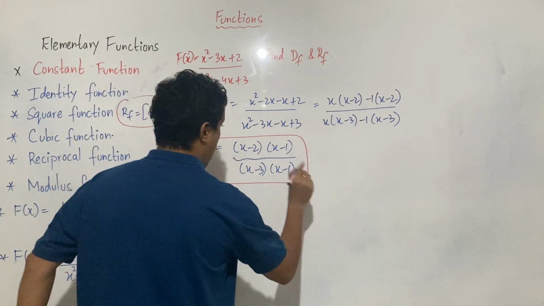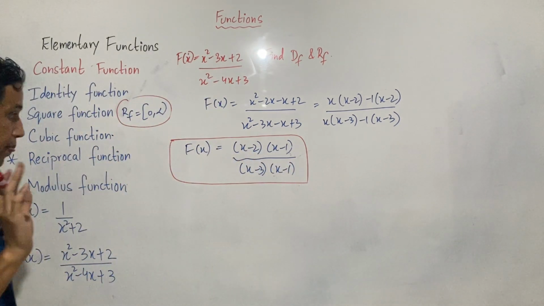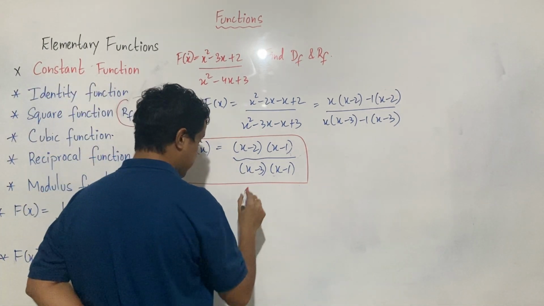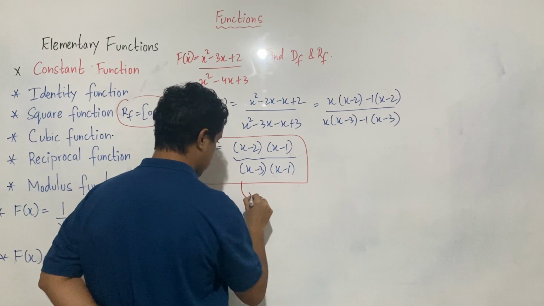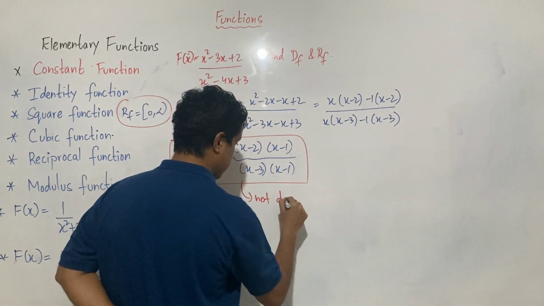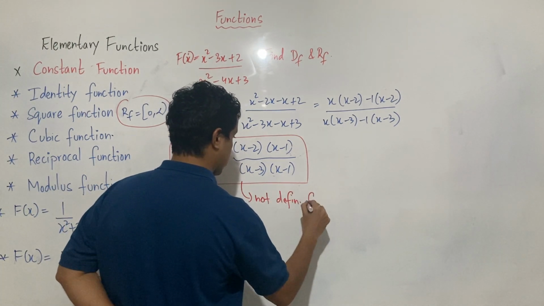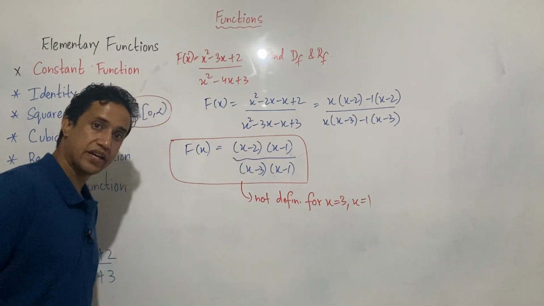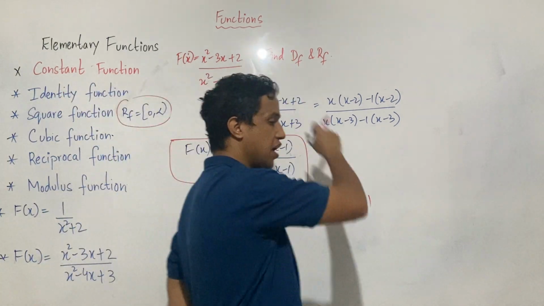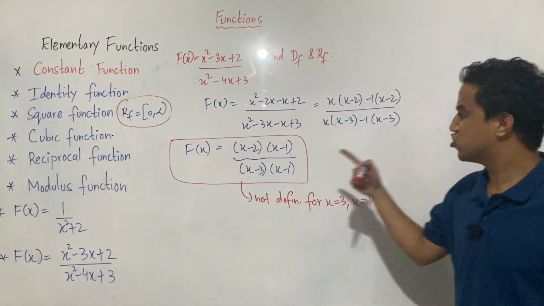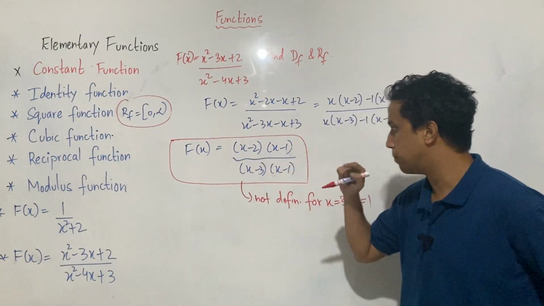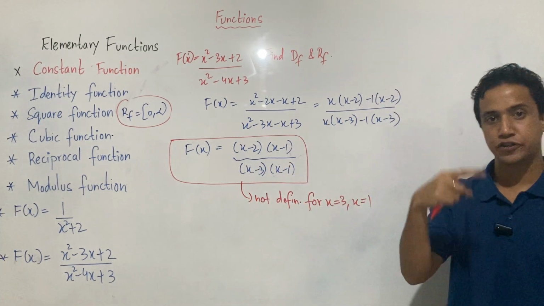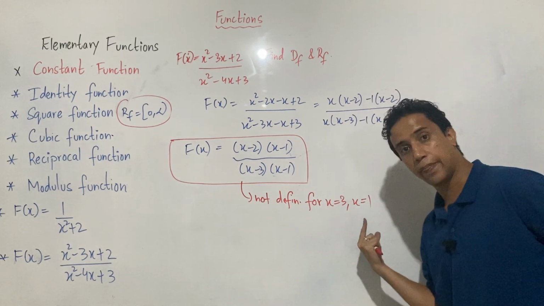Now clearly I can say one thing: this function is not defined for x = 3 and x = 1. Now imagine if you had cancelled it, then what would you have been left with? x by 2, x minus 2 by x minus 3, and then your function is not defined for just one value of x. What about 1?